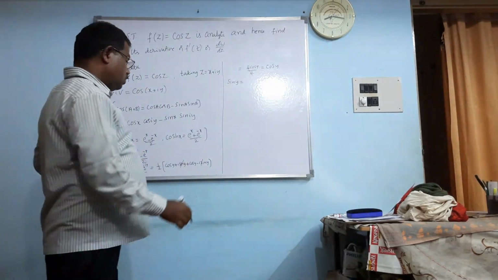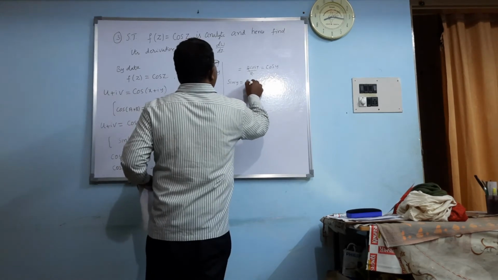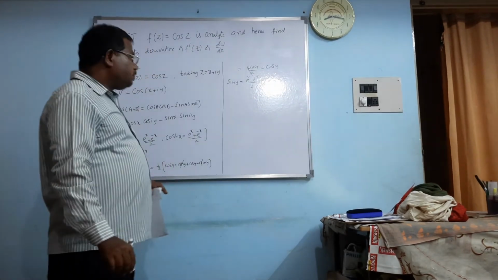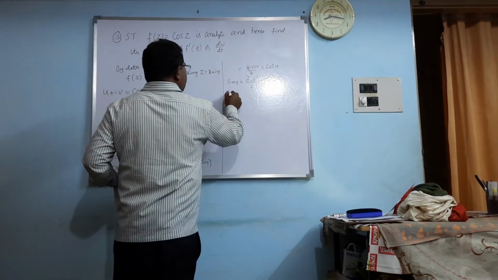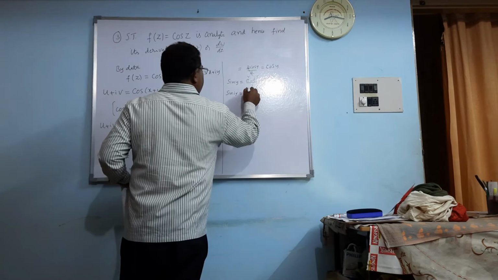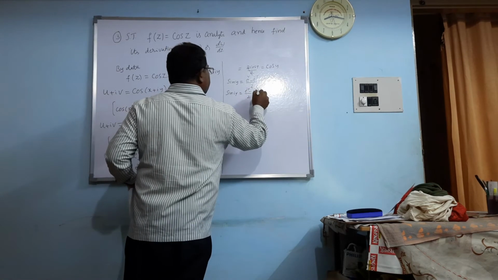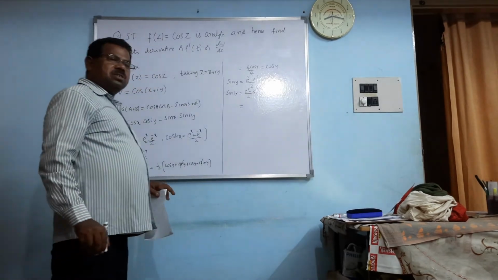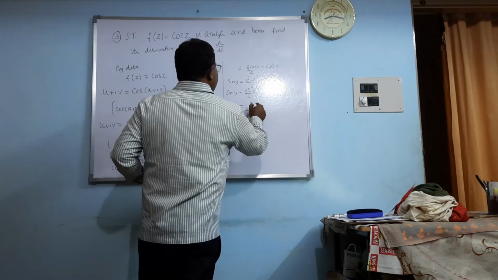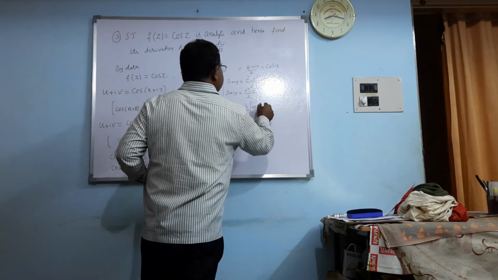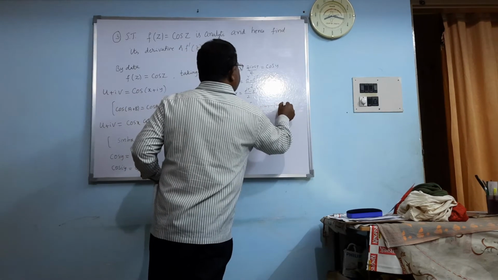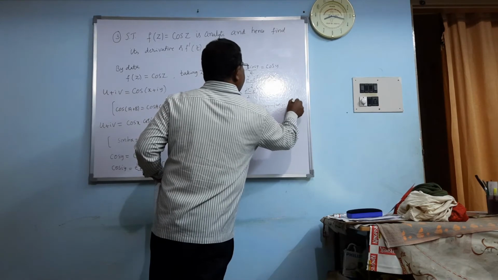Sin y means e to the power of y minus e to the power of minus y divided by 2. We are also finding sin iy. According to this, e to the power of iy minus e to the power of minus iy, using Euler's formula, 1 by 2 (cos y plus i sin y) minus (cos y minus i sin y), right?